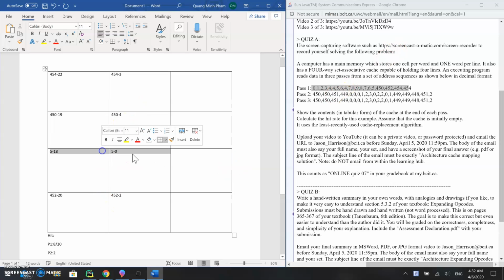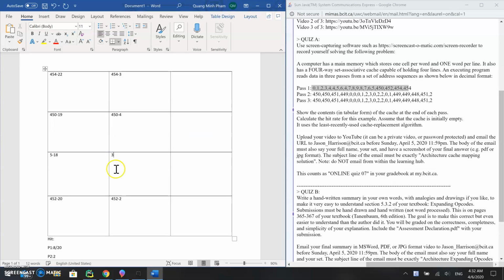51. We don't have 51, so let's remove 51, 5, 449. We don't have 9, 6, 0, 0, 0, 7. Okay, 0, 0, 8, 9. It's 2 hit. 1, we don't have 1, so 1 here. 2, we have 2, so 2, 11. 3, we don't have 3, so 3, 12. 0, we have 0, yay, 13, that's a hit.